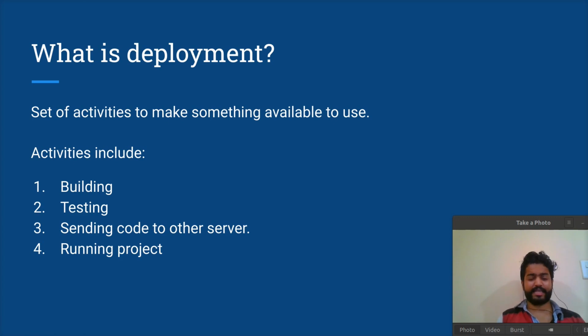Building is basically checking if my code is compiling properly and getting all the dependencies, and testing is checking if my code is working properly. If we have written some test cases, we'll run them and my code should pass all the test cases, that is my code is working properly. Third is sending the code to the other server, that is we have to copy this code to another server, right, with all its dependencies. And fourth is running the project.